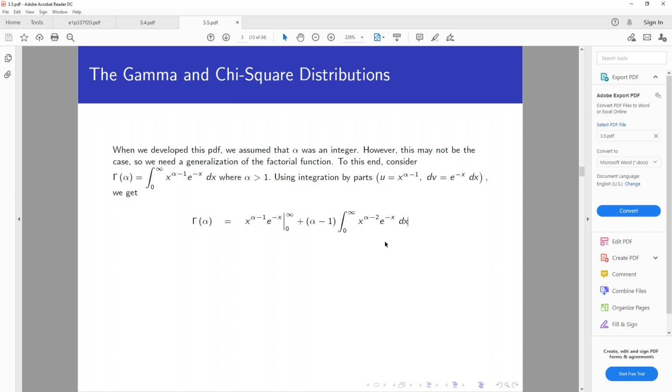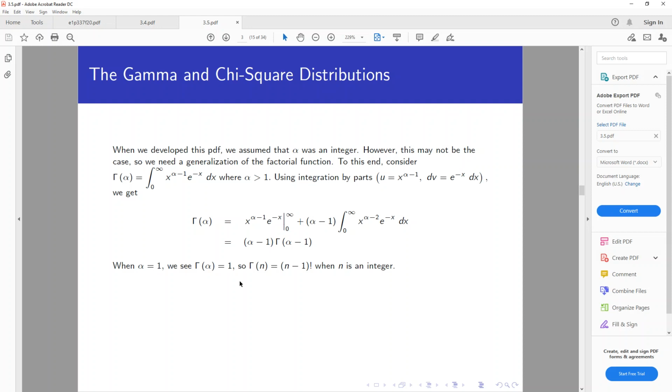Integral from 0 to infinity of that, the v du part. Now, even though I forgot the minus sign here for a typo, it's not going to matter. As x goes to infinity, this is going to go to 0 faster than this goes off to infinity. So this becomes 0, and then of course when we plug in 0 for x, we get 0. So the first piece completely goes away. So here we're left with alpha minus 1, and notice that this has the same form as the original integral, except that my exponent on the x has been decreased by 1. So this is gamma of alpha minus 1. So gamma of alpha is equal to alpha minus 1 times gamma of alpha minus 1.